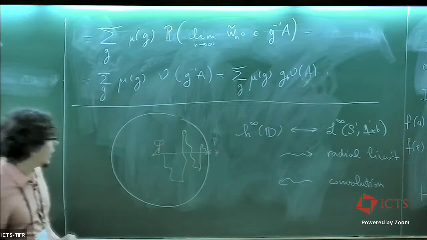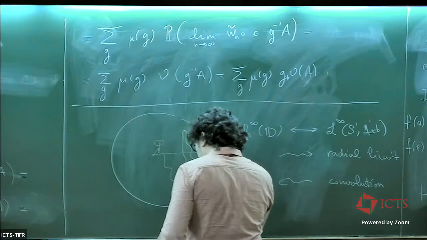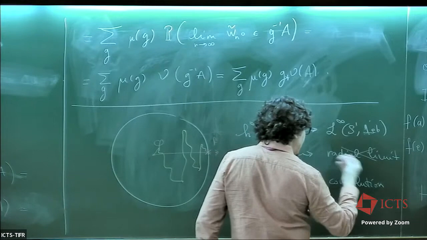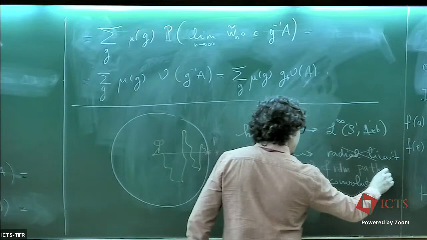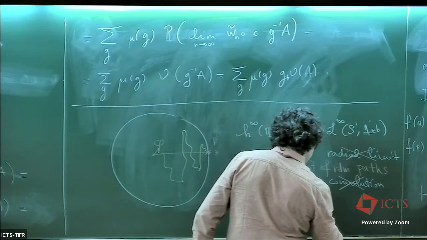The other one is this convolution. So the radial limit will be replaced, in the discrete setting, by the random limit of random paths. And then the convolution would be replaced by this group action, which we call the Poisson transform.